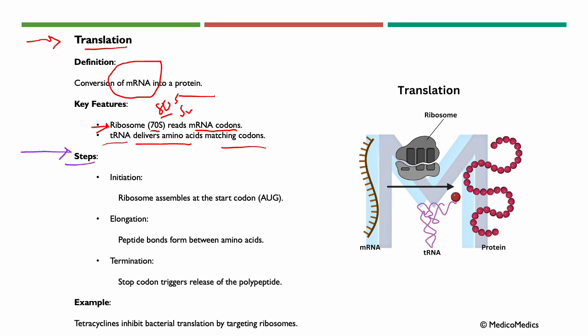Now let's look at the steps. Again, we have initiation, elongation, and termination. During initiation, the ribosome assembles at the start codon, which codes for methionine in bacteria. The small ribosomal subunit binds to mRNA, followed by the large ribosomal subunit. And the subunits in bacteria, if you remember, the small one is 40S, the large one is 60S.